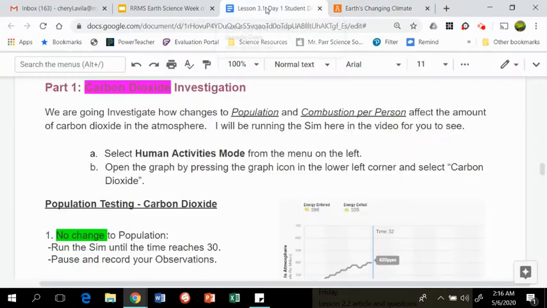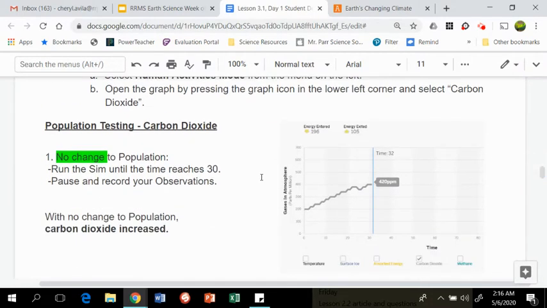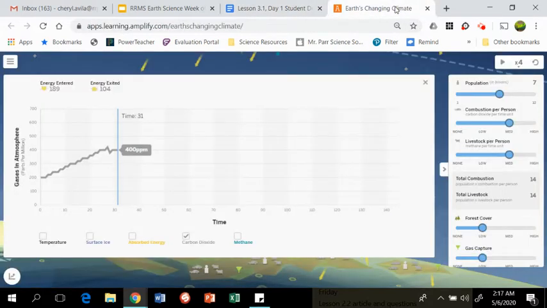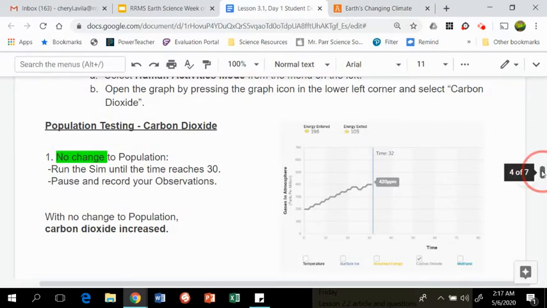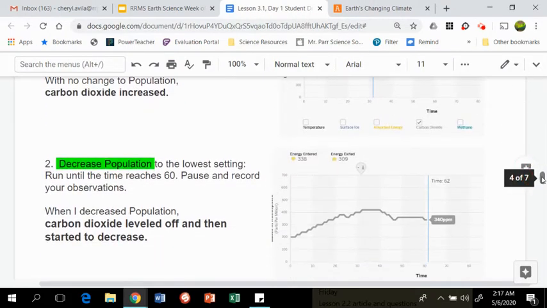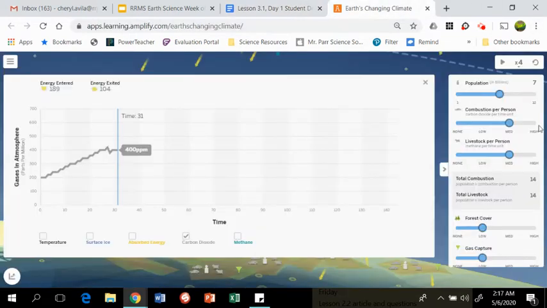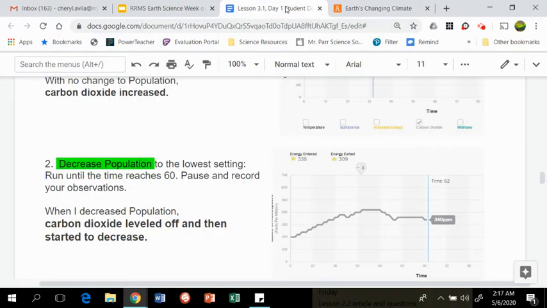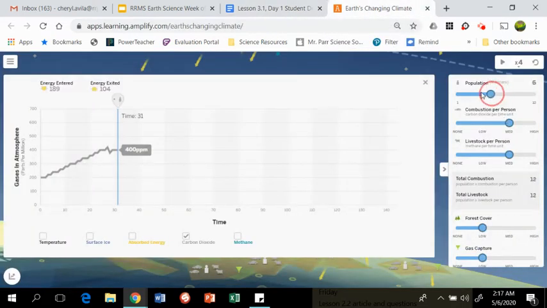Okay, so I did not change population. I let it run as is. So with no changed population, carbon dioxide increased. You can see this graph looks like what we just saw on the one I just ran. All right. So now we're going to decrease population to the lowest setting. And I'm going to let it run for another 30 seconds. So combustion, lowest setting, decrease population to the lowest setting, population.